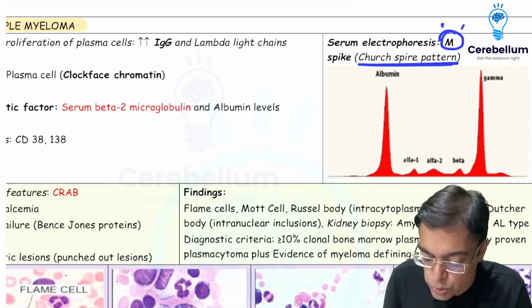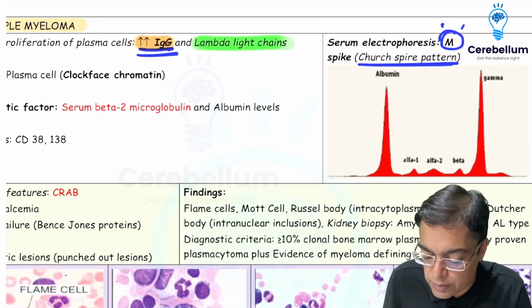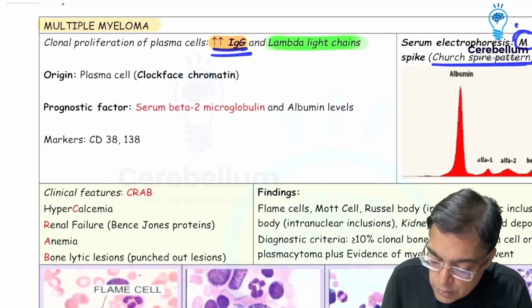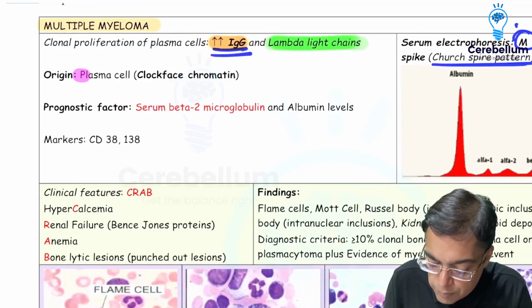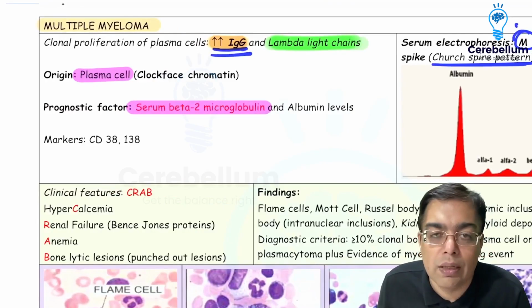The M spike is most commonly seen in multiple myeloma because of an antibody that is going to be IgG antibody. And one of the reasons is that there is overproduction of the lambda light chains over here. When we are talking about this condition, the origin of multiple myeloma is from a plasma cell, and one of the single most important prognostic factors happens to be the levels of the serum beta-2 microglobulin.